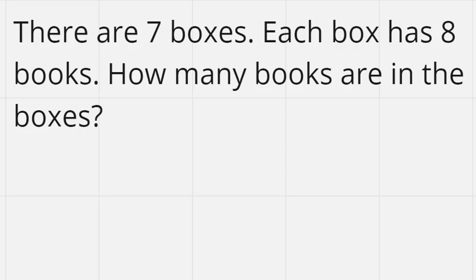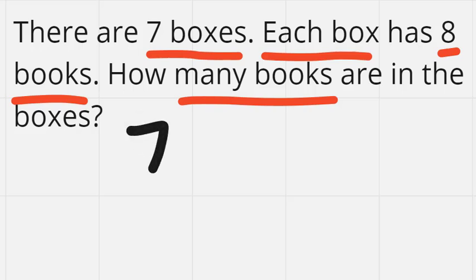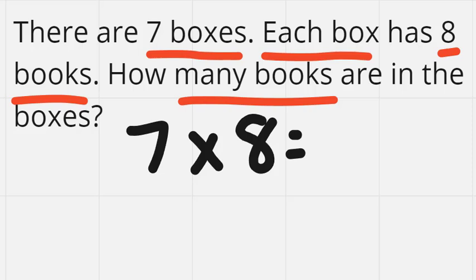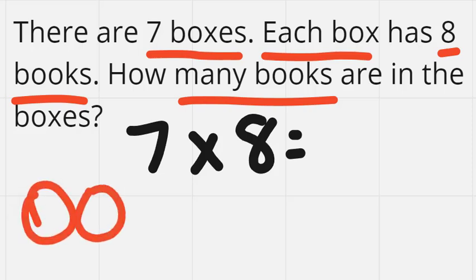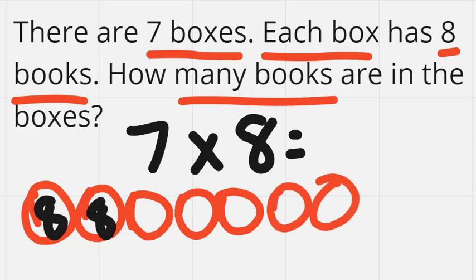The important information is that there are 7 boxes, and each box means that they have the same number, which is 8. They want to know how many books there are altogether. My multiplication equation will be 7 times 8. If I'm going to draw a picture, I can draw 7 boxes, and in each box there are 8 books.